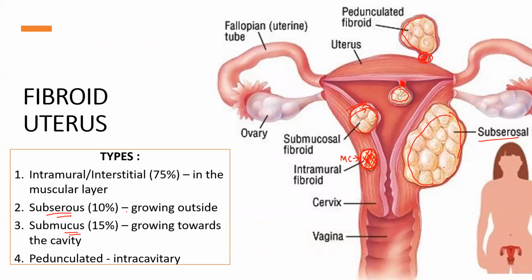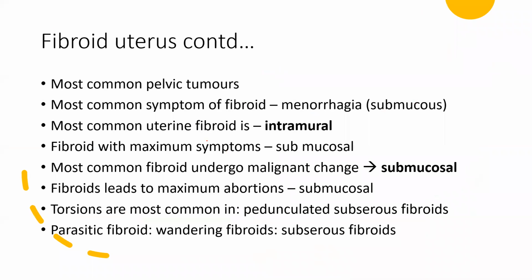Now coming to the little details of the fibroid uterus, the most common pelvic tumor is fibroid uterus. These are the one-liners which you need to remember. The most common symptom of fibroid uterus is menorrhagia. And which one will be having menorrhagia? That is submucous. Now talking about the most common uterine fibroid, it is intramural, otherwise known as interstitial.